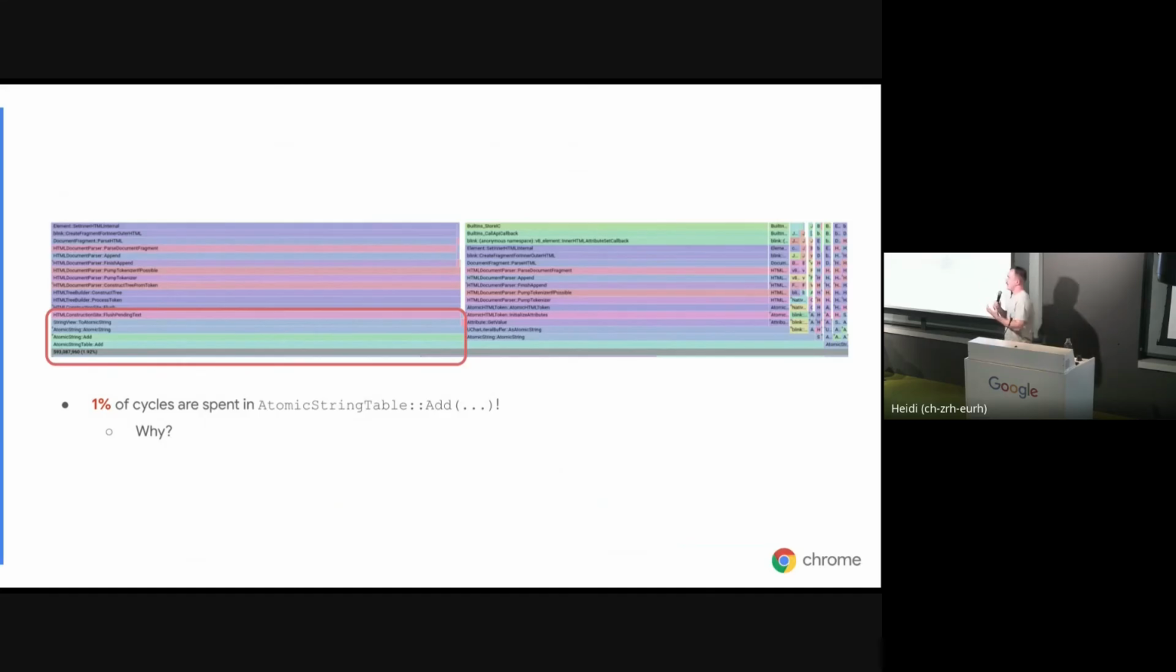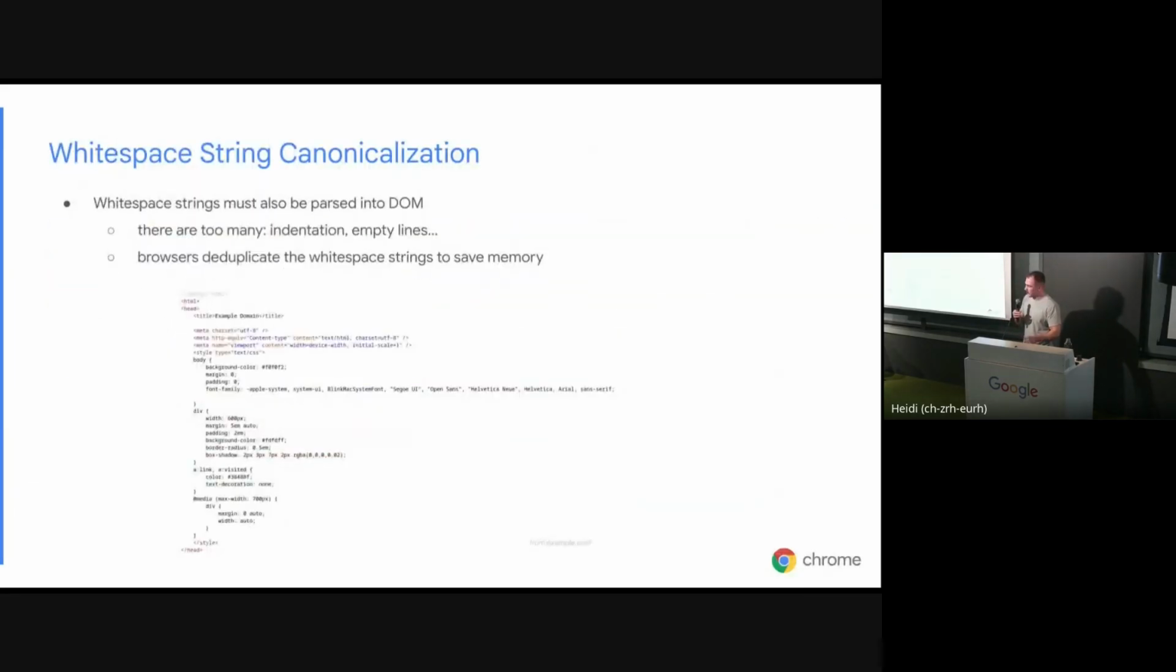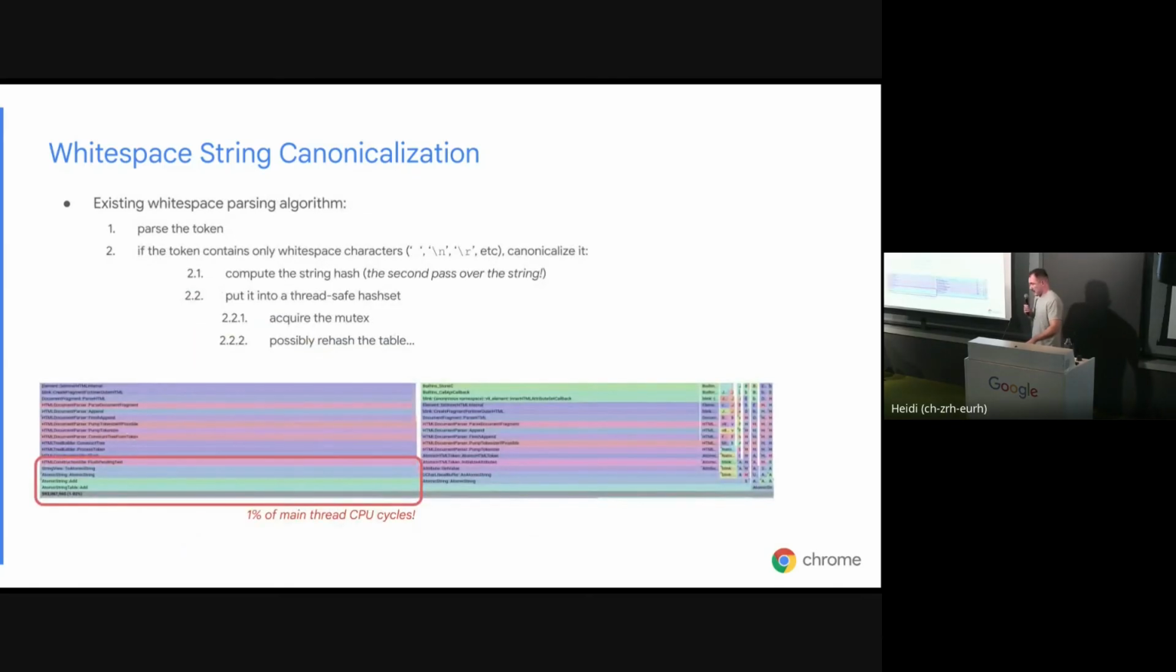We do deduplication for white space strings. White space strings are basically strings containing spaces, new lines, and so on. And we need to parse those strings in the DOM because of the DOM specification. This is just the text, and we need to parse it. For example, here we have multiple indentation lines and so on. So we try to save memory, and this optimization has been around for quite a while in all the browsers. But yeah, this is just expensive.